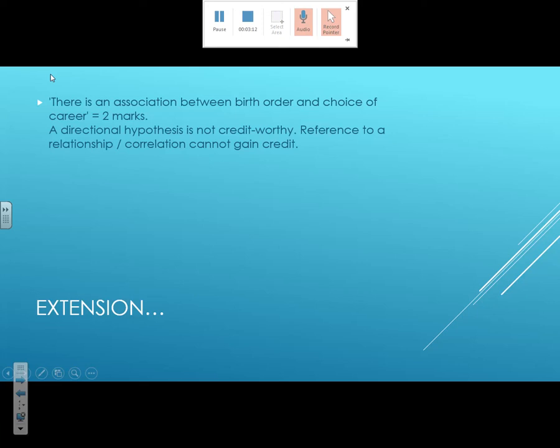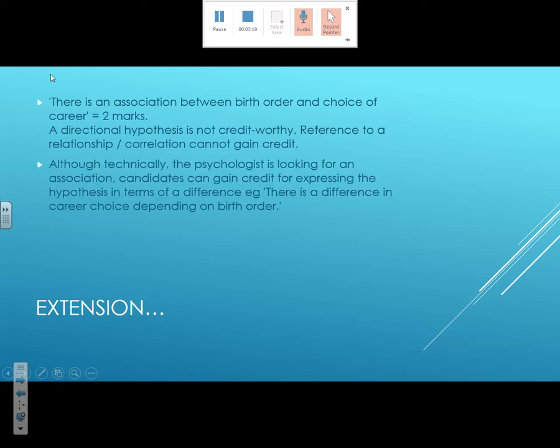If you got full marks using the slide before, don't worry about it, and if you're a bit confused by this, don't worry too much. It's just a little bit of additional information if you are going for the higher marks. So they did say that although technically the psychologist is looking for an association, candidates can gain credit for expressing it in terms of a difference. So technically with that one you could have talked about an association between birth order and choice of career, not relationship. However, if you mention difference, because that's all I've taught you, that is not a problem. Just be aware that is an alternative type.